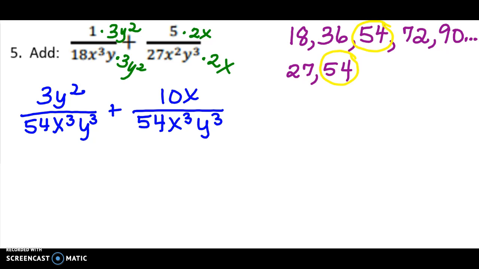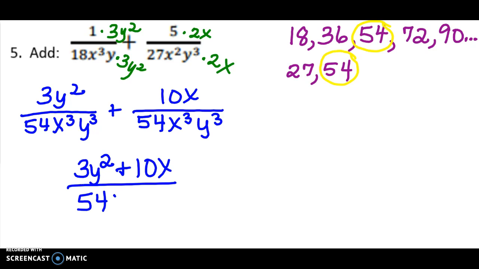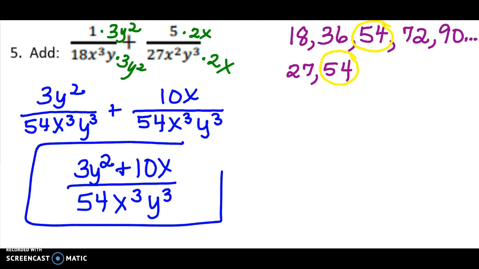Now we can combine our numerators and write our fraction as just one fraction. Combining them, 3y squared plus 10x. And in the denominator, we know we have our 54 x cubed y cubed. Now you would want to check your numerator to make sure you can't factor it. You're looking for GCFs or one of those special cases that we factored last unit. And in this case, there's nothing that we can do to factor, so we are done.